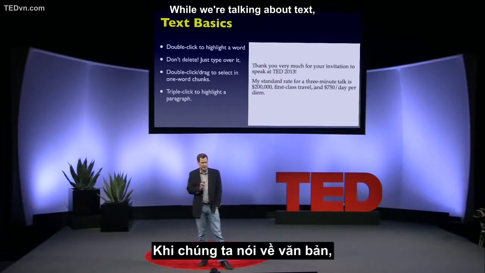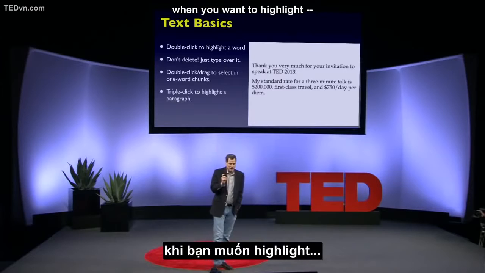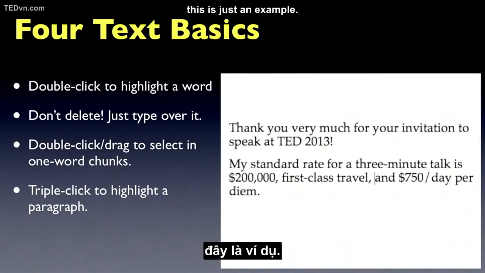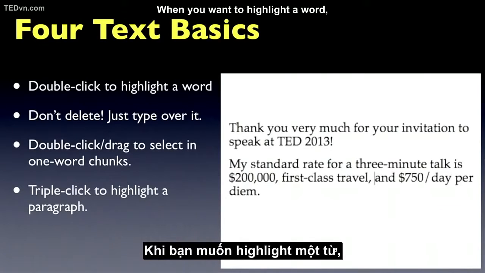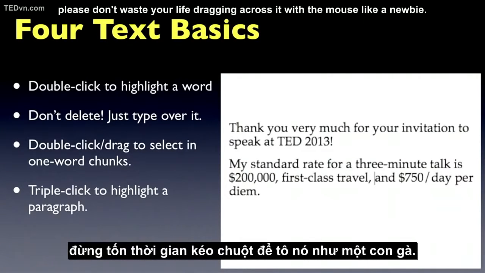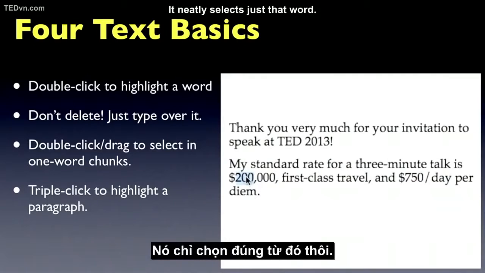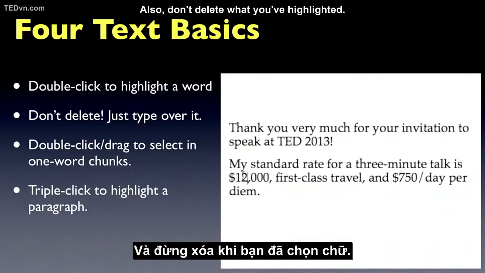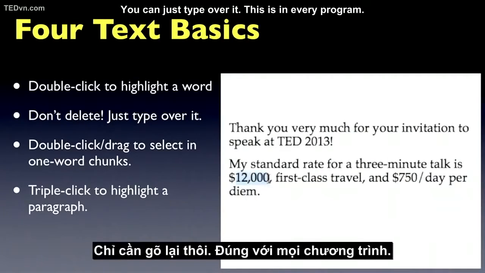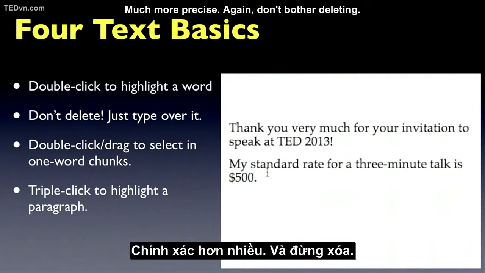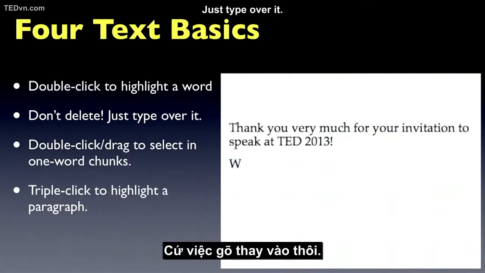While we're talking about text, when you want to highlight a word, please don't waste your life dragging across it with the mouse like a newbie. Double-click the word. It neatly selects just that word. Also, don't delete what you've highlighted. You can just type over it. This is in every program. Also, you can go double-click drag to highlight in one-word increments as you drag. Much more precise. Again, don't bother deleting. Just type over it.